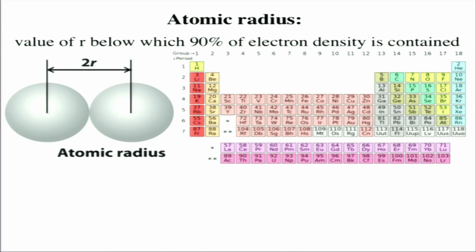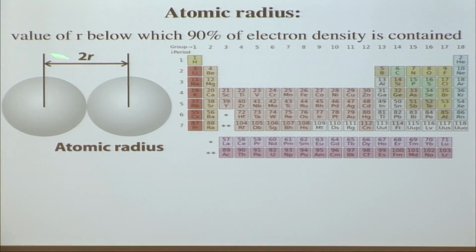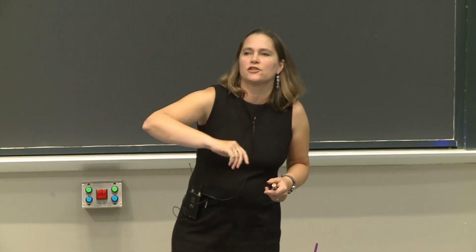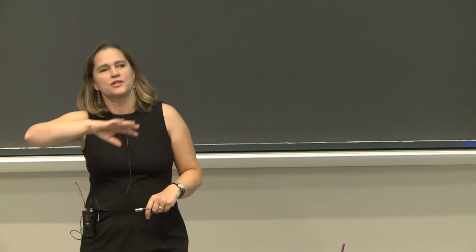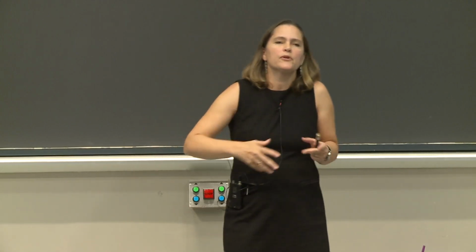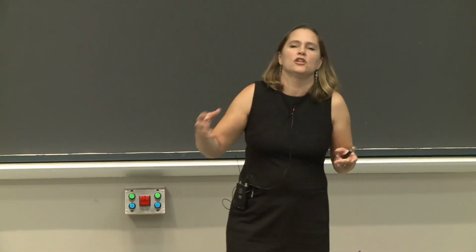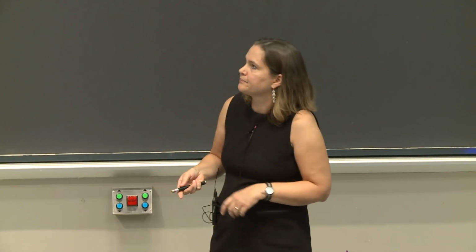So what is the atomic radius? Here we have 2r, 2 times the atomic radius. The atomic radius is defined by the value of r that has about 90% of the electron density. Technically an electron could be infinitely or close to infinitely far away, but most of them are going to be within about 90%. You call that the radius of the atom.